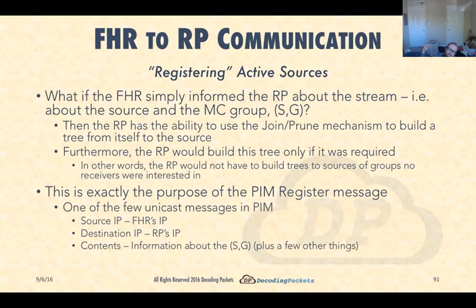So how does this signal actually happen? Think of this scenario. What does the FHR do? It simply takes all the information that it has about the S,G tree, and it informs the RP about this. It tells the RP that there is a source connected to me, with this network ID, and there is an S,G state that I created. Once the RP has information about this source and this tree, it can then use its own join group message mechanism, and it can build a tree from itself to the source.